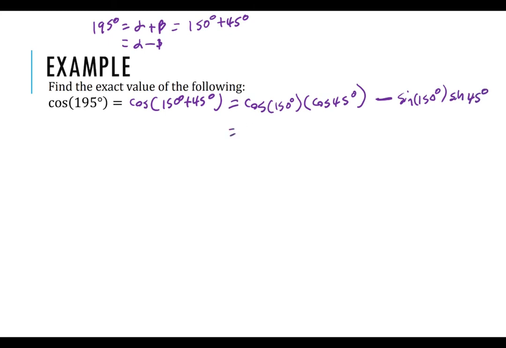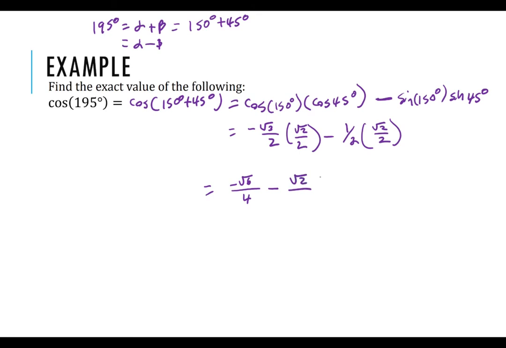Well then, cosine of 150 degrees, that's going to be negative root 3 over 2, times cosine of 45 degrees, that's root 2 over 2, minus sine of 150 degrees, that's going to be positive a half, times sine of 45 degrees, that's going to be root 2 over 2. And we then get that this is negative root 3 times root 2, or negative root 6, divided by 4, minus 1 times root 2 is root 2, divided by 2 times 2 is 4. That's then equal to negative root 6 minus root 2, all divided by 4. And I don't see a way for this to simplify any further, and so we're done.